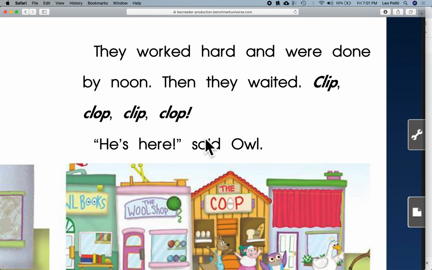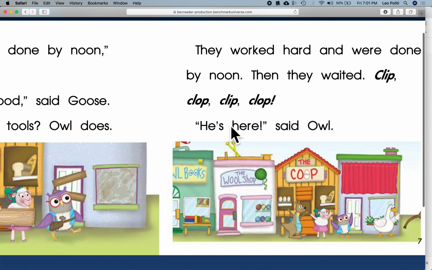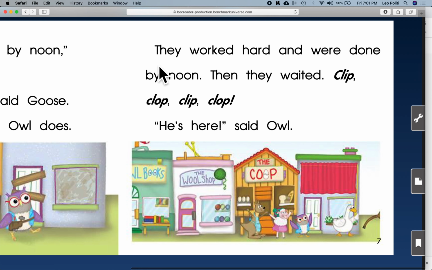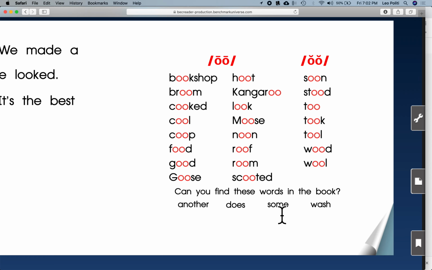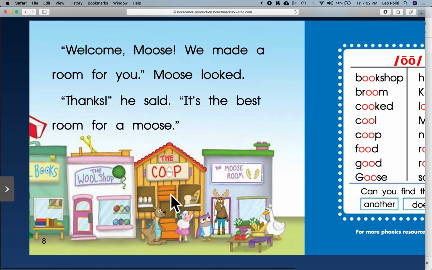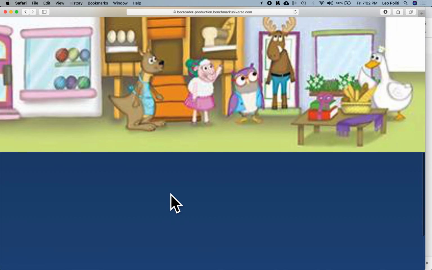Okay? So now that we clarified, I would like for us to reread so we can practice our reading fluency. Okay, ready and go. They worked hard and were done by noon. Then they waited. Clip clop. He's here, said Owl. I think, who's he? I think it's Moose. And yes, let me zoom in so you can see them.